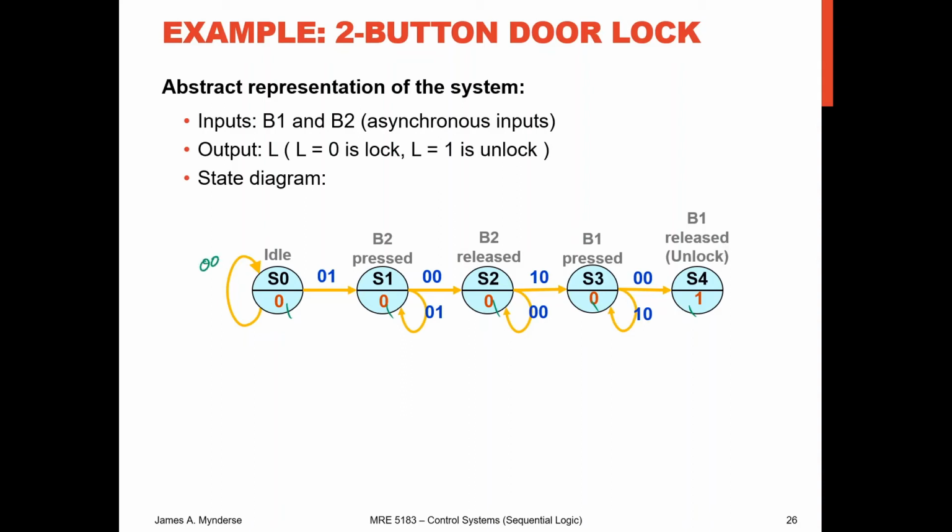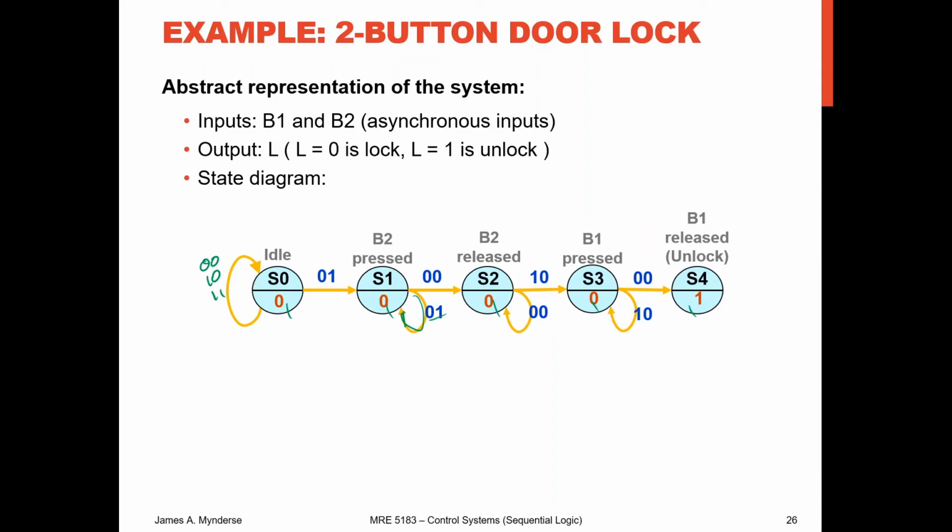So 0, 0, 0, 1 is the one we want. So 1, 0, 1, 1. Any of those 3 combinations keeps us there. So if we get to B2 being pressed, and you just keep pressing B2. So you press the B2 and you just keep holding it. Well, you should stay in the B2 press state. There's no reason to move anywhere, which is why we've got this loop here with the 0-1 case. We just hang out there until something changes. Same thing for the others. If you press B2 and release it and then you just don't do anything, we can stay in that state.